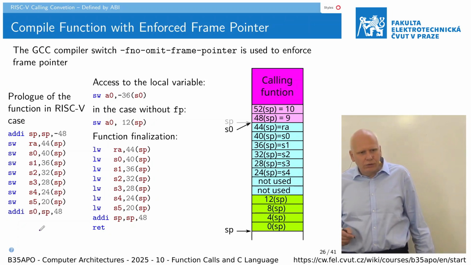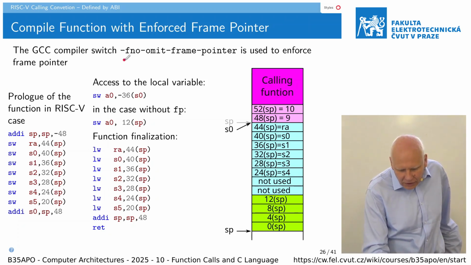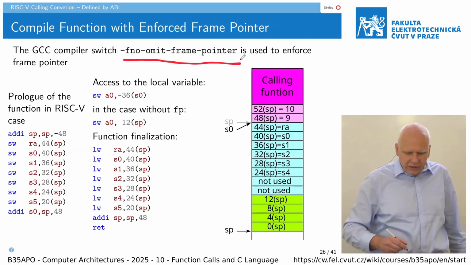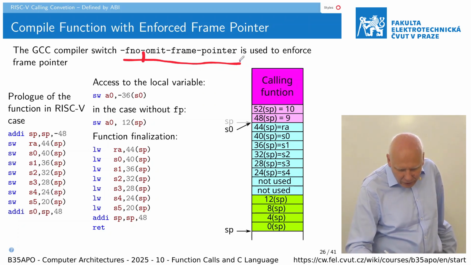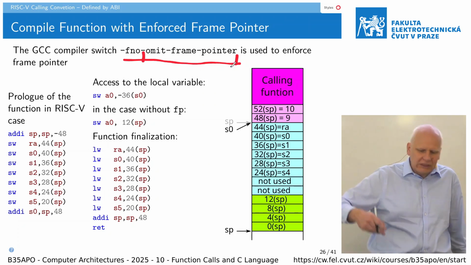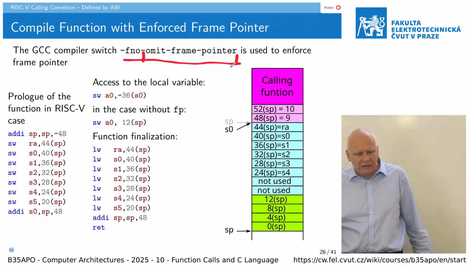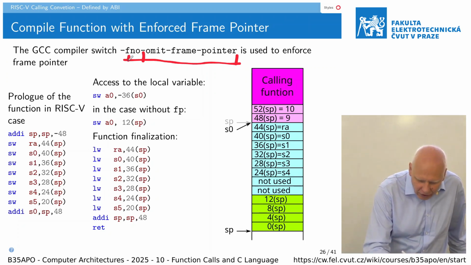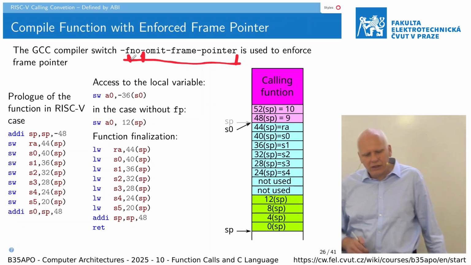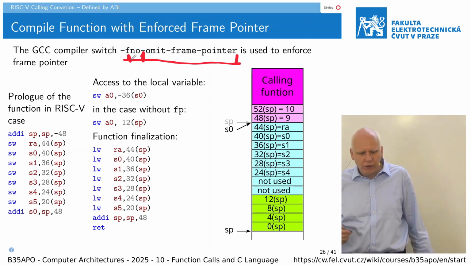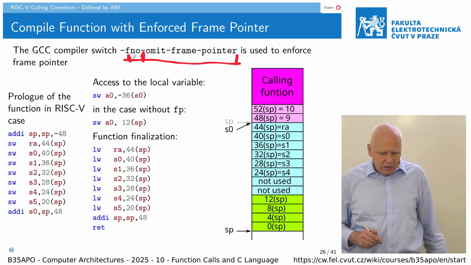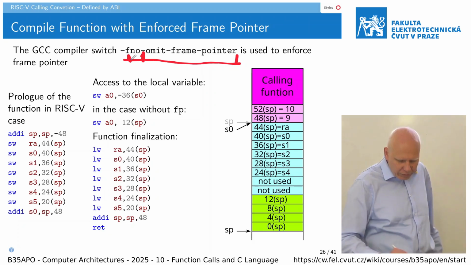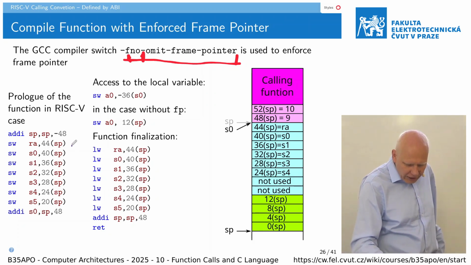So if you want to enforce that the compiler doesn't skip the allocation of the frame pointer, this is the default today, so it is omit frame pointer, which means if it is possible and if the compiler thinks that it is worth it, it doesn't set up the frame. And if you specify no omit frame pointer, then it means that it has to allocate the frame pointer during each function call. And there is a case of prolog when we have the frame pointer set up.